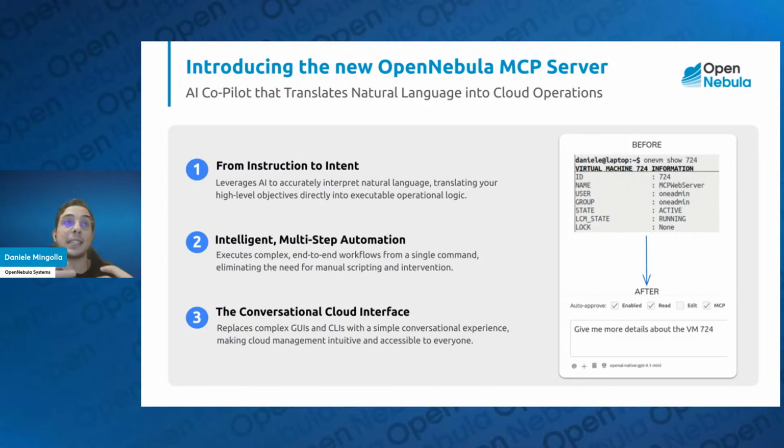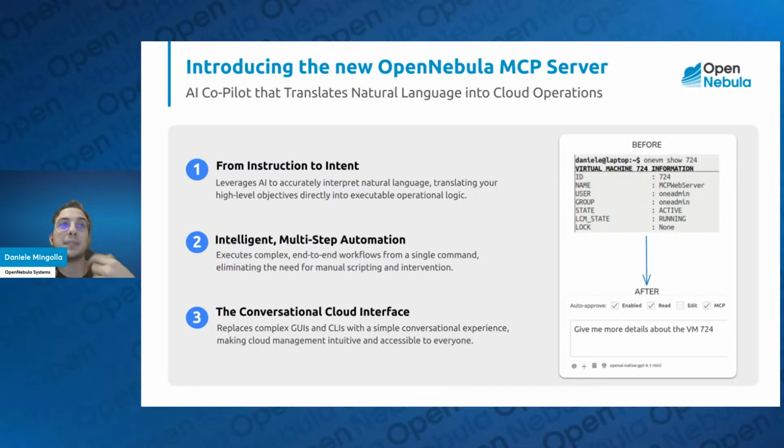So if, for example, you take a look at the picture on the right, you can see that without using the MCP server, you have to run the command, for example, onevm show 724 if you want to get some more information about a specific VM. But after the implementation of the MCP server, what you can do is just write in your favorite MCP client, give me more details about the VM.